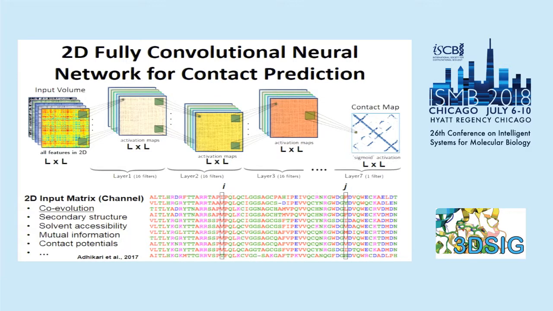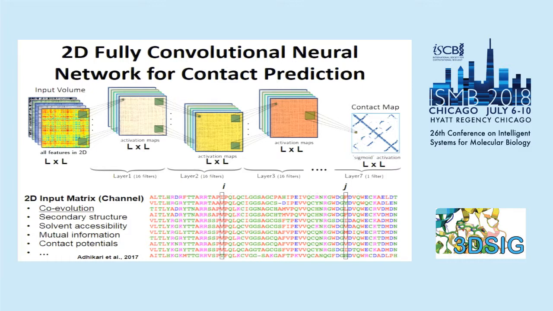All the input information between any two amino acids is stored in a two-dimensional matrix of L by L. L is the sequence length. For instance, we use one matrix to store the co-evolution between any two amino acids. We also store the secondary structure of amino acids I and J in the matrix, as well as mutual information between I and J in the multiple sequence alignment, and even contact potentials can be stored. Each matrix is just like a channel of an image.